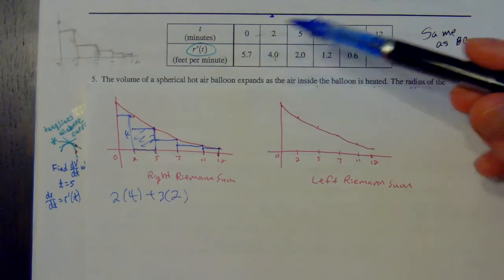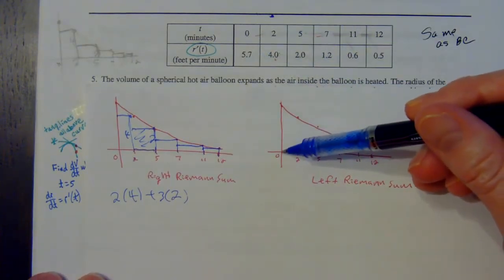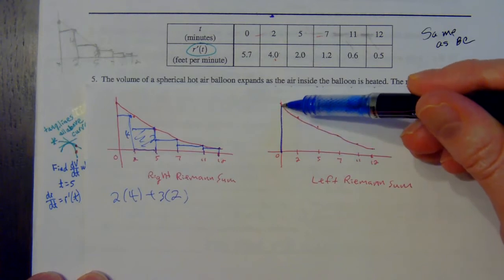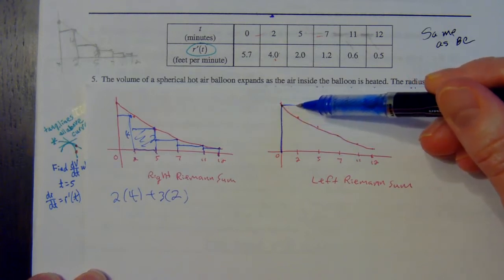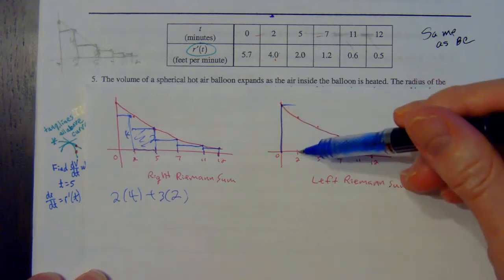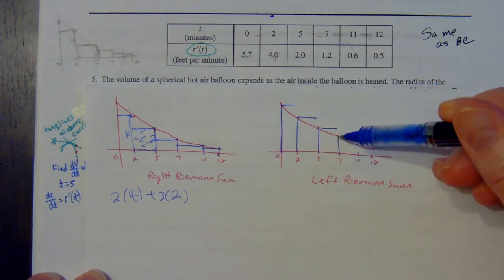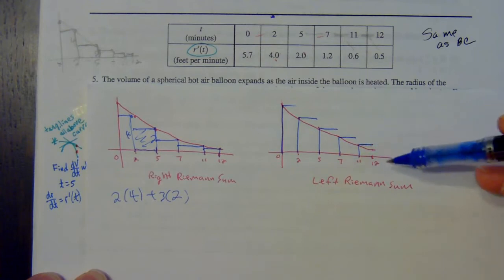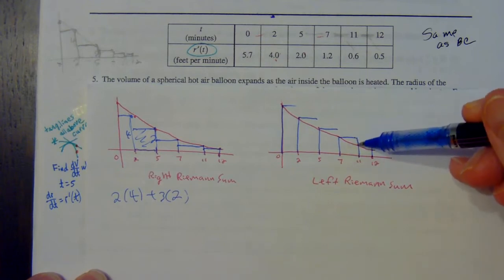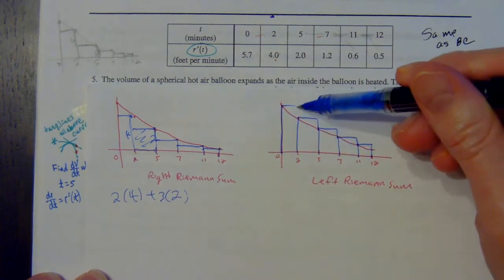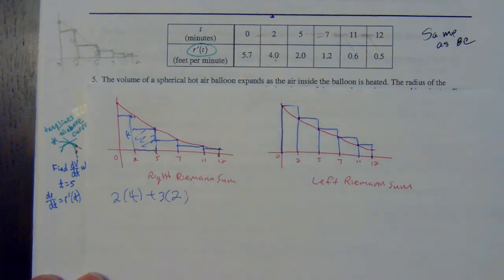When it says a left Riemann sum, that means you start at the left side of the interval. So we'll start at 0. That's where you draw it up to your curve. Once you hit the curve, you draw the height over and stop at the next increment. Then you go up to the curve, draw the height over, and repeat. You can connect them to make your rectangles and then find the area of each one.